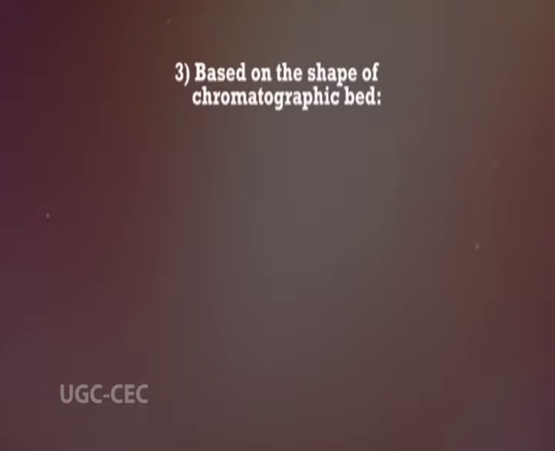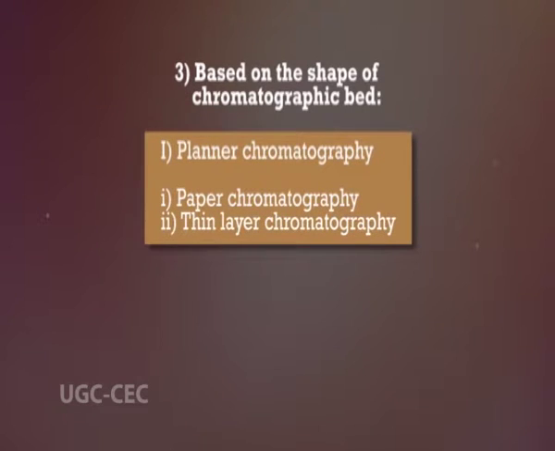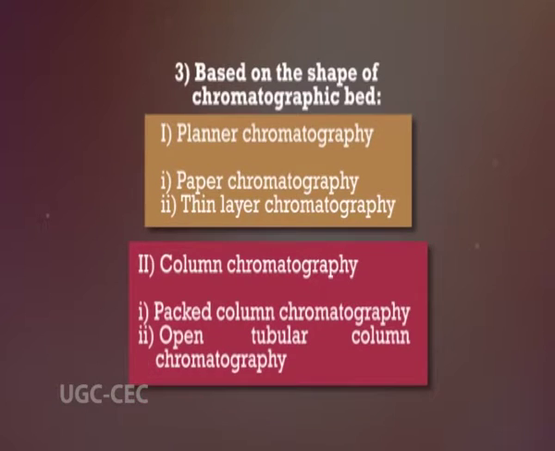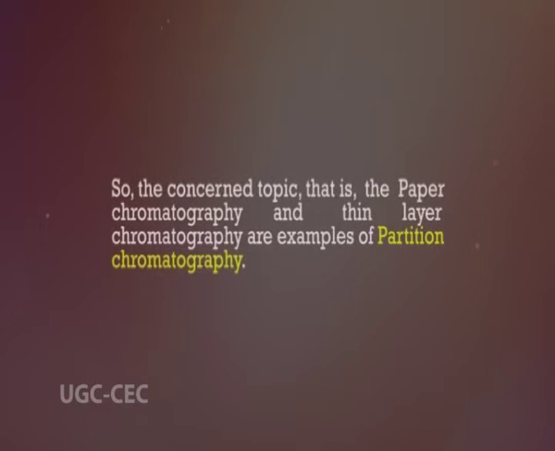Based on the shape of chromatographic bed, it can be divided into number 1, planar chromatography, which is again subdivided into paper chromatography and thin layer chromatography. Second one is column chromatography, which is again subdivided into packed column chromatography and open tubular column chromatography. So, the concerned topic, that is paper chromatography and thin layer chromatography, are examples of partition chromatography.